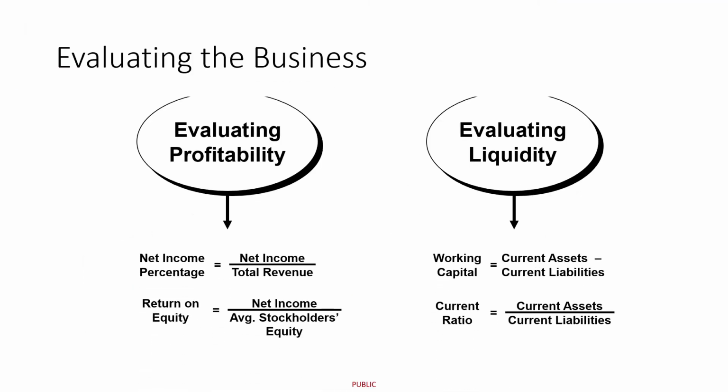So now, evaluating the business by formula. If you want to measure the profitability, then you should know two formulas. Number one, net income percentage, that is equal to net income divided by total revenue of your business. And number two is return on equity. Its formula is net income divided by average stockholders' equity.